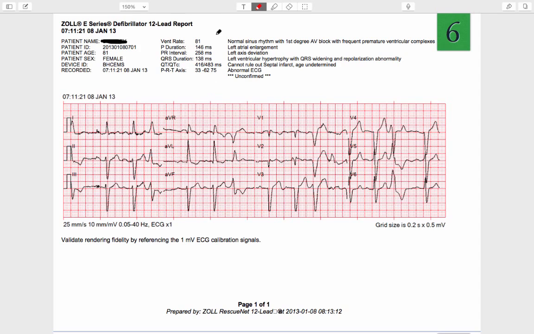EKG number 6, the rate of 81. Is there a P for every QRS? Certainly is a lot of stuff here. I would say that is a PVC.